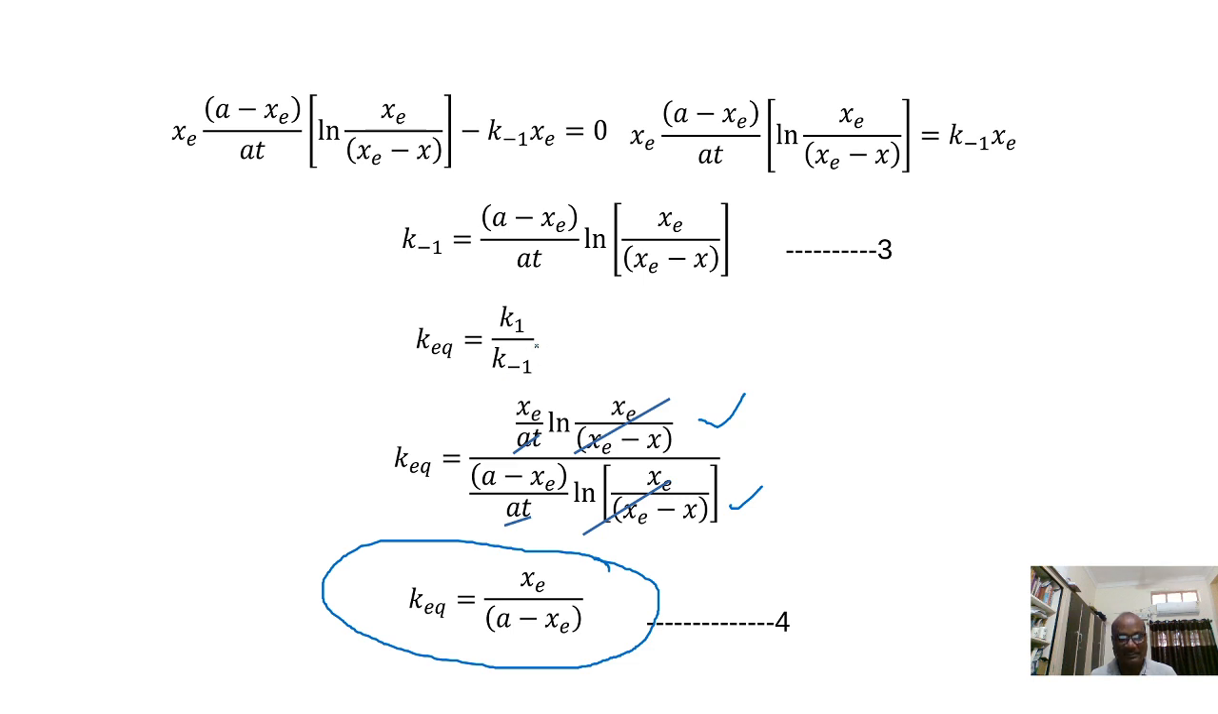From the discussion, what we learned? We have calculated K1 and we have calculated K minus 1, and by calculating the ratio of K1 and K minus 1, we are calculating K equilibrium. Is it clear? So this is about the kinetics of reversible reactions.